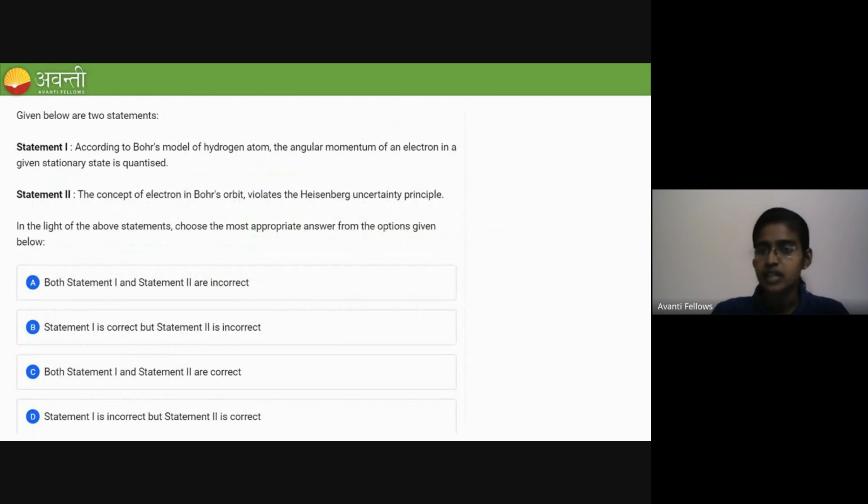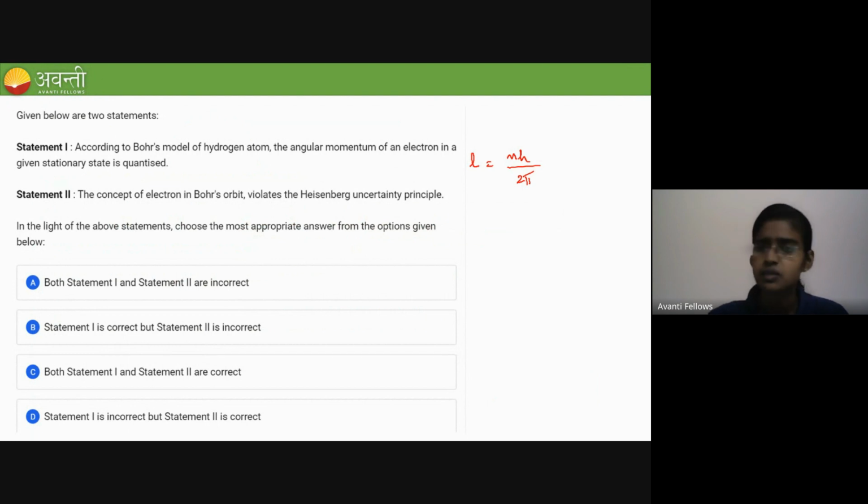We have seen that in Bohr's model of the atom, the angular momentum is an integral multiple of h by 2 pi, right? So it is quantized, and n is an integer. It is limited. It is correct. And statement 2 says that the concept of electron in Bohr's orbit violates Heisenberg's uncertainty principle. So they are violating each other, they are saying. So will that statement be correct?